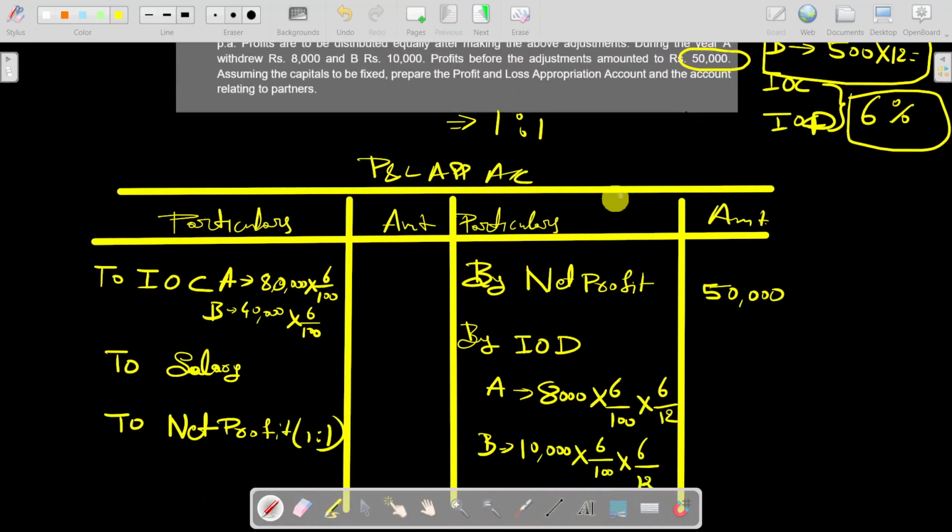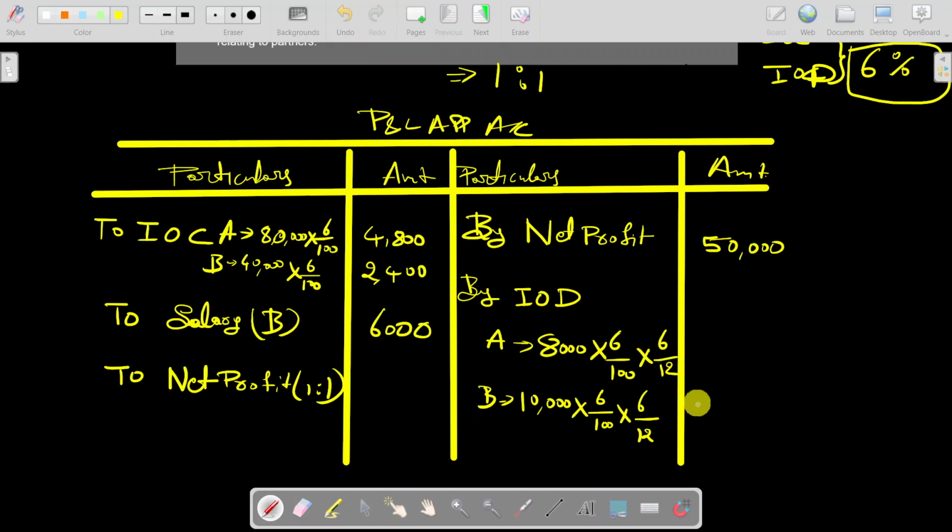B is taking salary, 500 into 12, 6,000. And 80,000 into 6%, 4,800. 40,000 into 6%, 2,400. And interest on drawings will be for A 240, for B 300, right?